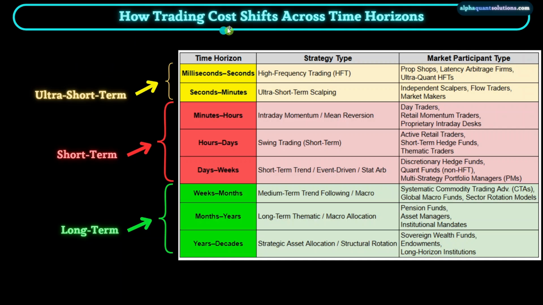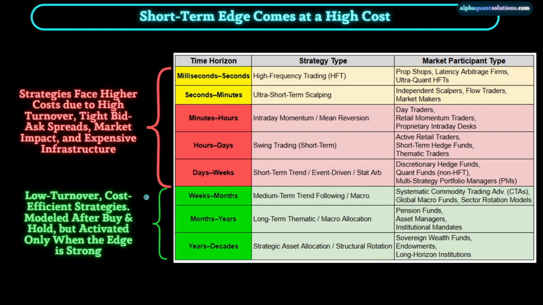Next, let's analyze how trading cost shifts across time horizon. To do that, we will first classify our strategies as ultra short-term ones, shown in yellow, from milliseconds to minutes; short-term strategies from minutes to weeks, shown in red; and the green ones for the long-term strategies from weeks to decades. We can group the first two types, the yellow and the red ones. These strategies in general tend to face higher costs compared to the long-term strategies.